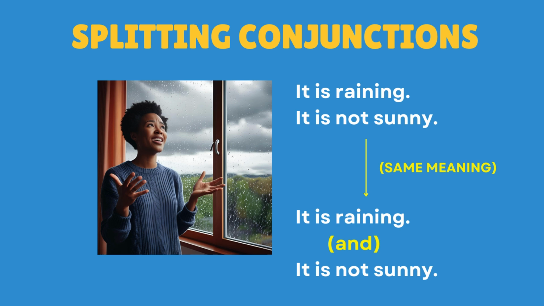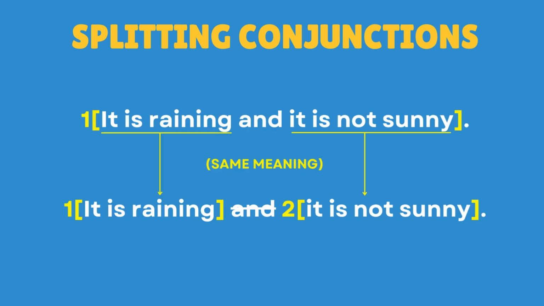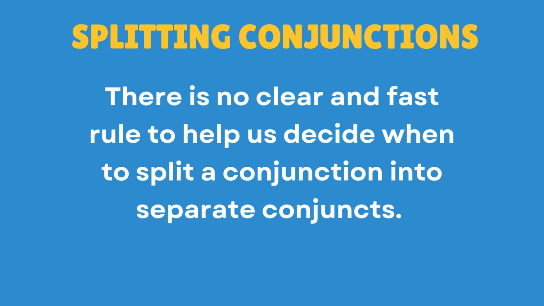So, if I said at the same time the statement "it is raining" and the statement "it is not sunny," this would mean the same thing as me saying "it is raining" and "it is not sunny." Accordingly, from the single statement "it is raining" and "it is not sunny," we can have two separate statements, the statement "it is raining" and the statement "it is not sunny," without changing the meaning of any of the statements involved. Furthermore, note that there is no clear and fast rule to help us decide when to split a conjunction into its separate conjuncts when we analyze an argument.